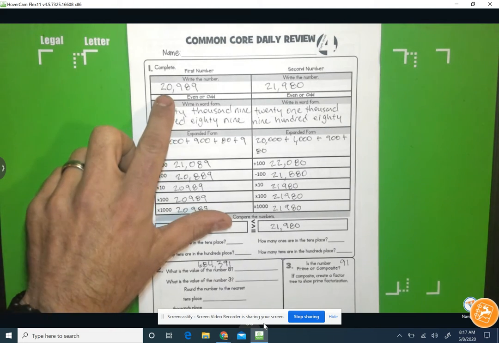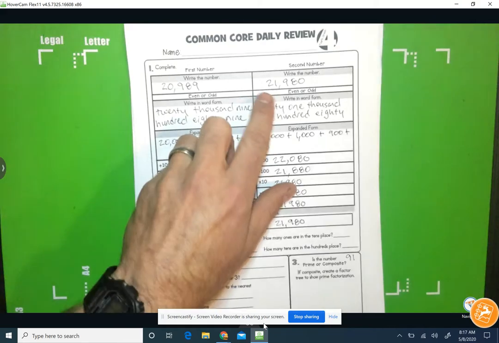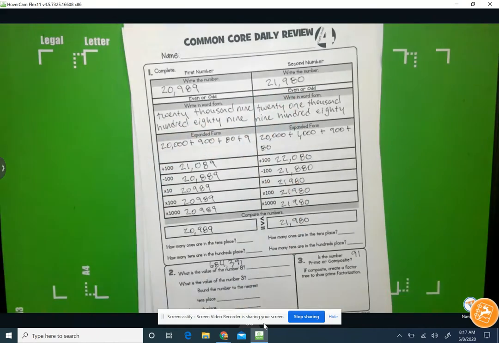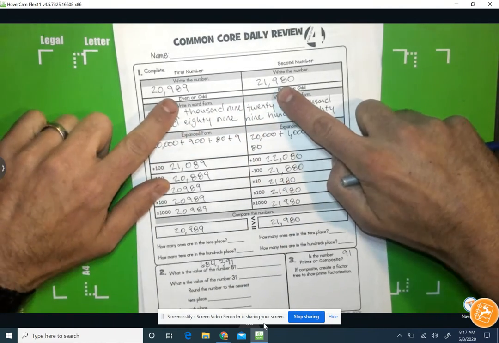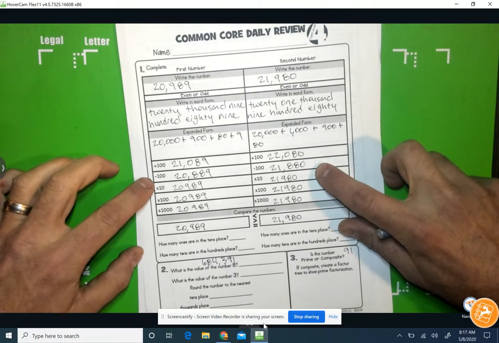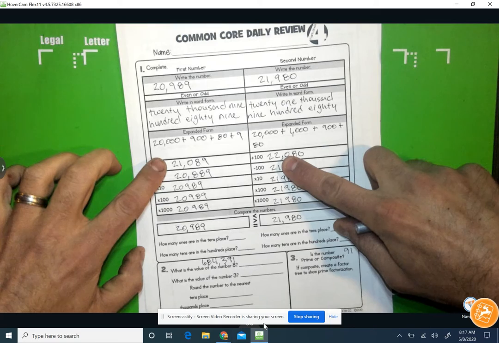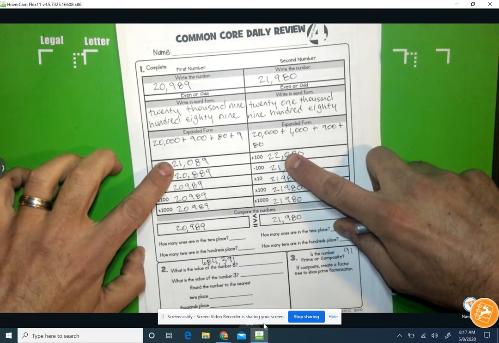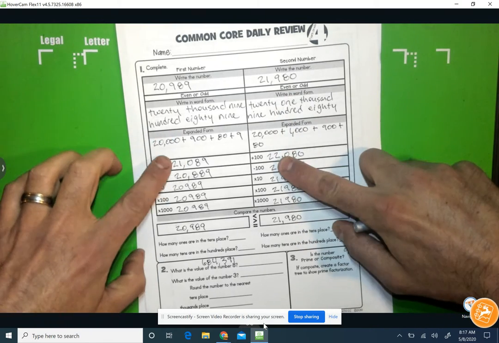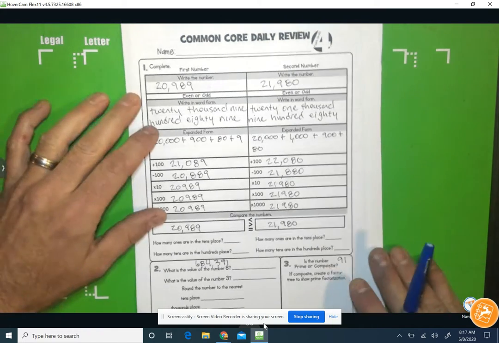Now, I am looking at two numbers, 20,989 and 21,980. Both of these numbers, when we go to add 100 and take 100 away, we're going to see some big changes. Nines are going to be changing to zeros and thousands places are going to be changing. But let's start with even and odd.